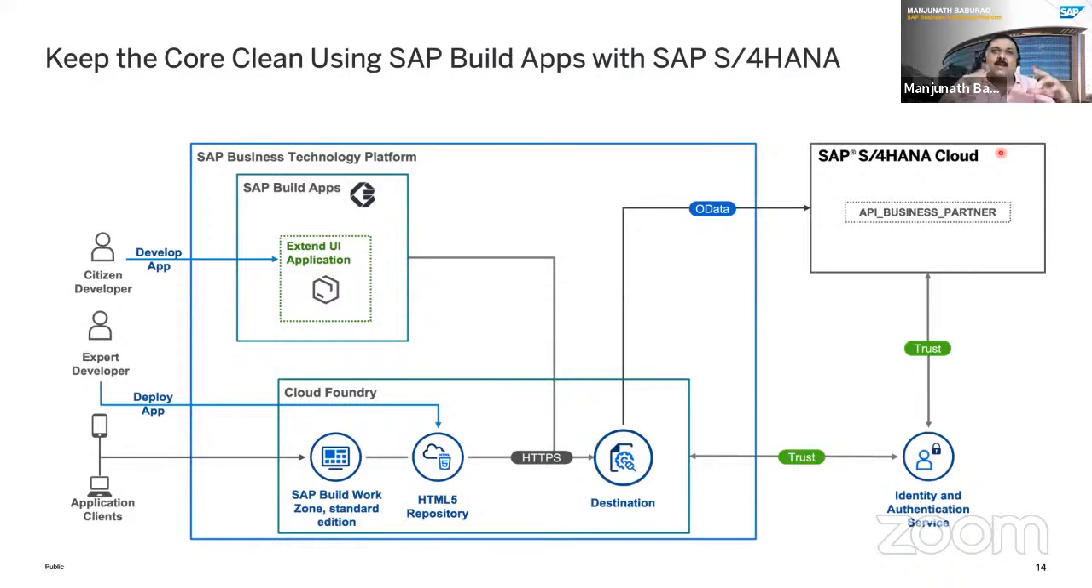So that is a typical use case. Like you see here, there is S4HANA Cloud, and there is an API specifically for business partner, which is then exposed via an OData destination. We have seen our customers utilize these kinds of APIs to build quick UI extensions, modernized UIs, which can also be deployed on mobile devices by using low-code, no-code capabilities like SAP Build Apps.